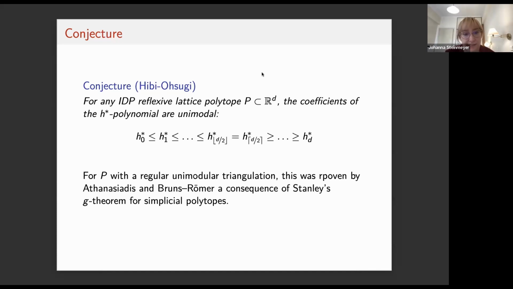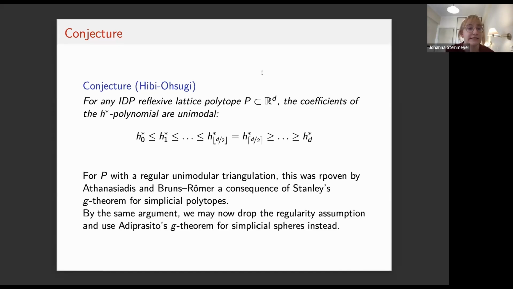You can generalize this by the same argument of the unimodular triangulations without the regularity if you instead use Karim's g-theorem for simplicial spheres. So you're using heavier machinery, but the argument remains the same. Questions so far? Including on slide 1, if I missed something important, that is also perfectly fine as a question.